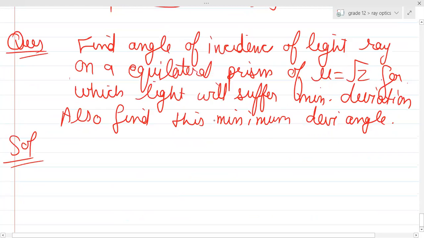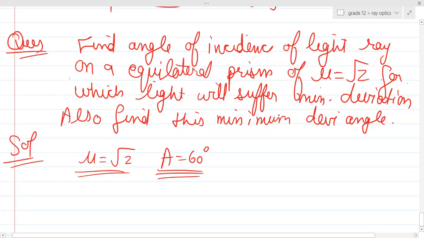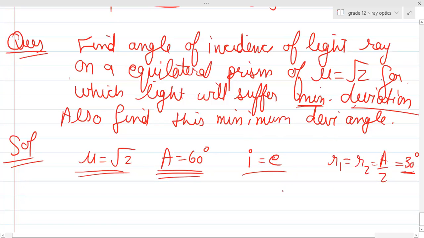Anyways, next. So guys, what is given to you? Only two things are given to you. Angle of prism is 60 degree and mu is root 2. And they are asking you to find out the angle of incidence. But we know they have mentioned minimum deviation. So we have one more condition. At minimum deviation, I and E will be equal. R1 and R2 will be equal to A by 2. And A is given to you. So that implies this is 30 degree. If this is 30 degree, you can find out I and E as well.